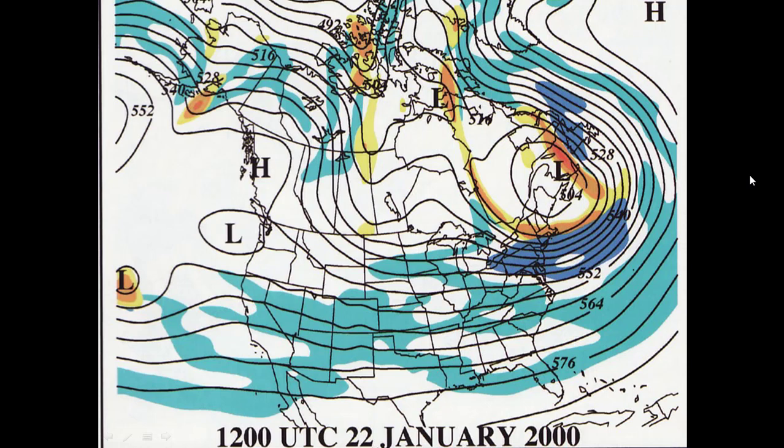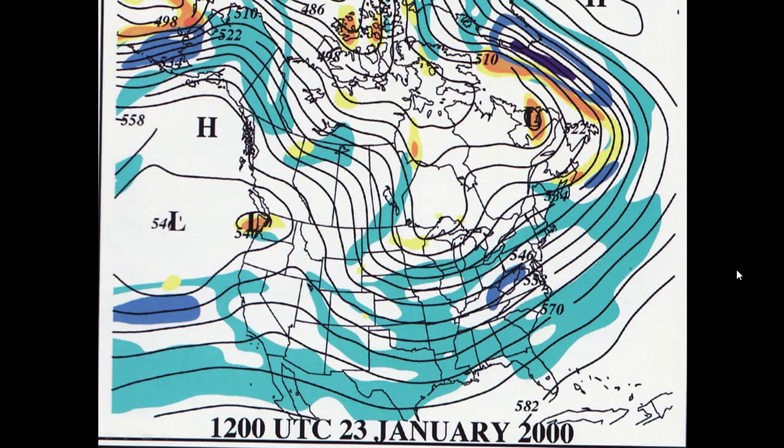Here's another example. This is January 22nd of 2000. Here's my upper level low. But again, I have a very zonal jet stream. I don't necessarily see any troughs and ridges. This is a very, very flat jet stream. But when I fast forward 12 hours later, here we have a little bit of a trough. This would be the northern jet stream through here. Here is the southern jet stream back in through here.